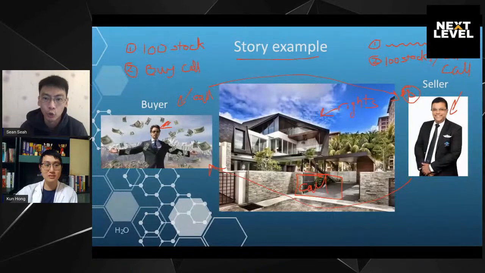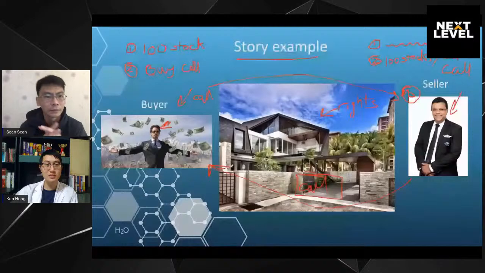Then that's where you can sell a call to someone else, which is Tony Stark. Why can't I be Tony Stark? I want to be the more handsome one, but doesn't matter.